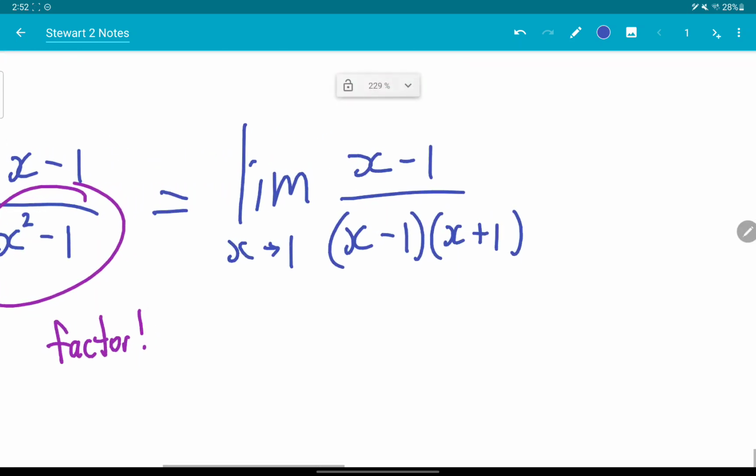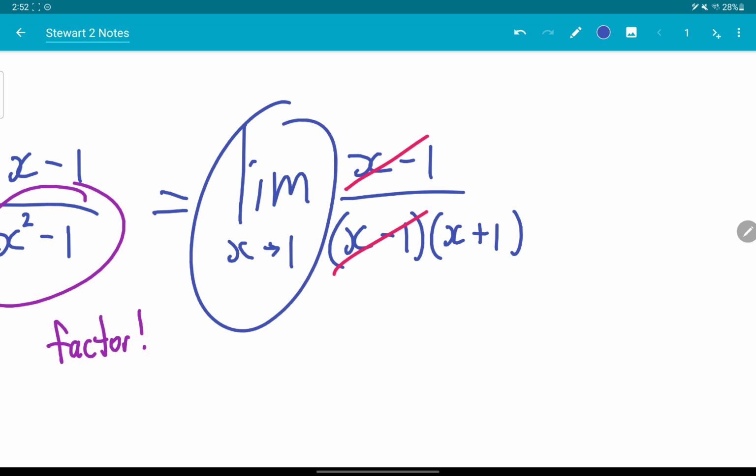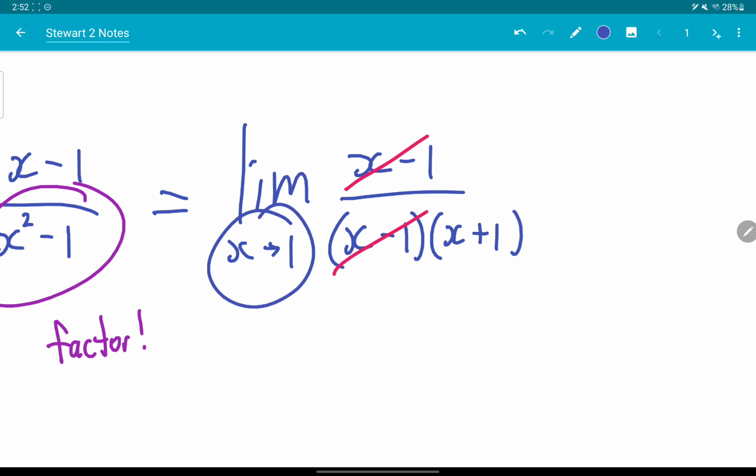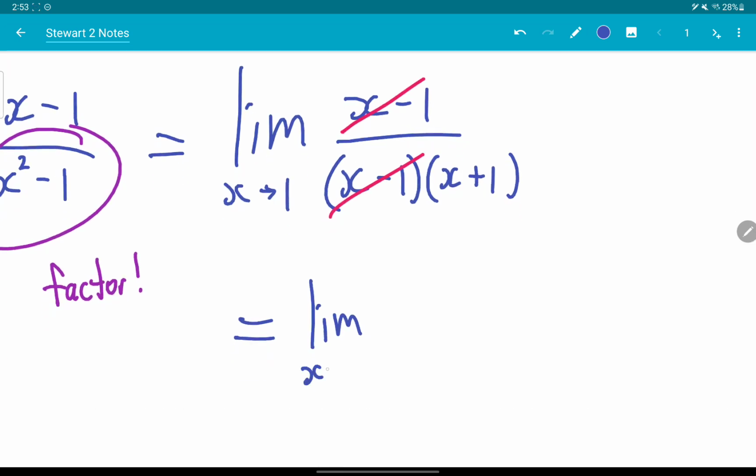Now, x is approaching 1. x does not equal 1. That's an important thing to note right now, because if I want to cancel, I need to know that x is not equal to 1, but that's guaranteed by the idea of a limit. As I said before, in a limit we have x approaching 1, we don't have x equal to 1. For that reason I can do this cancellation, and I get 1 over x plus 1.